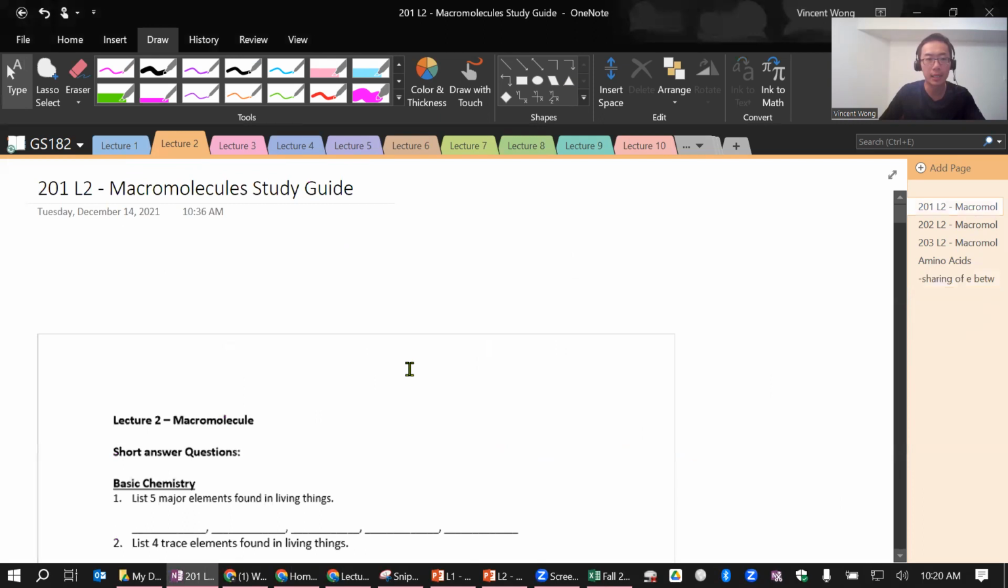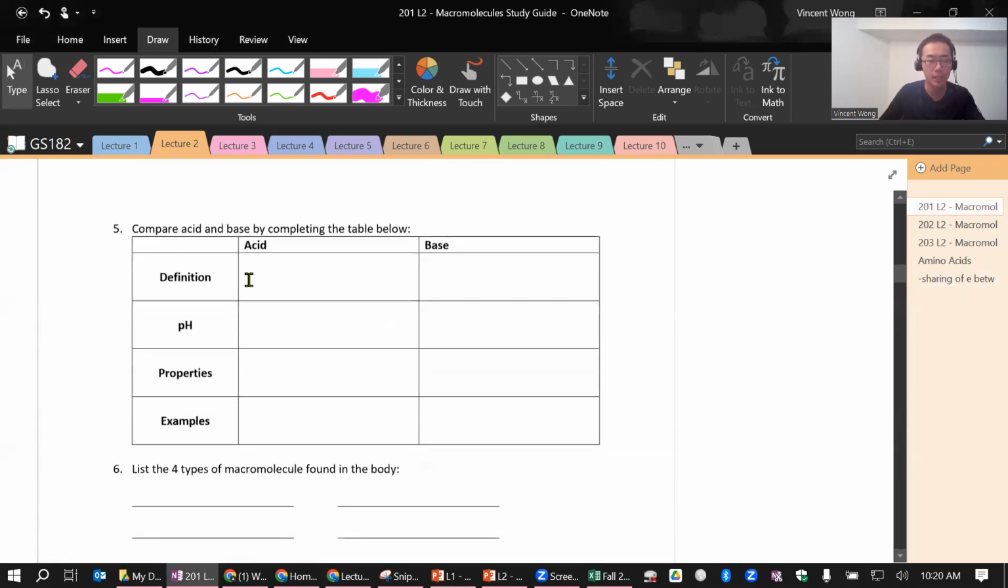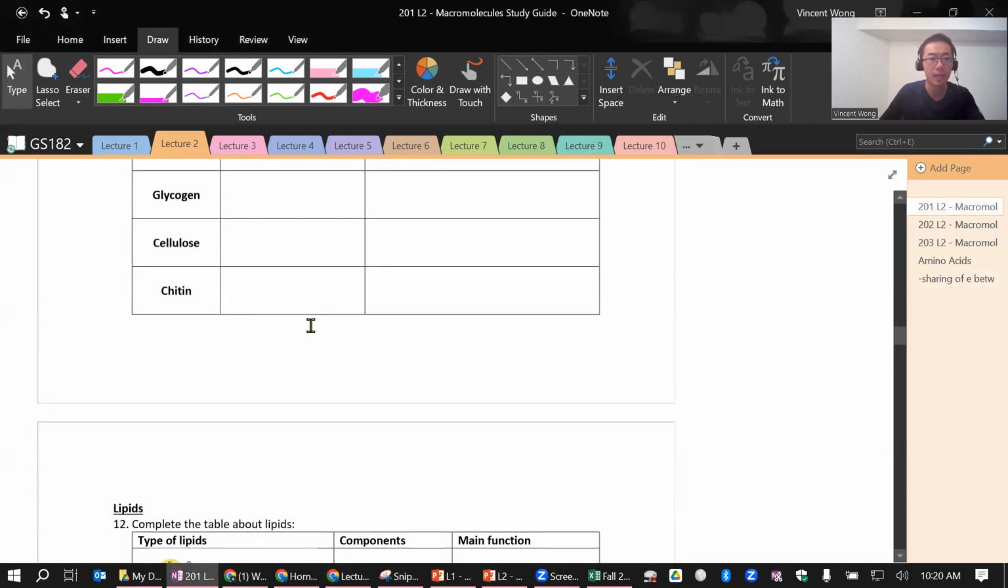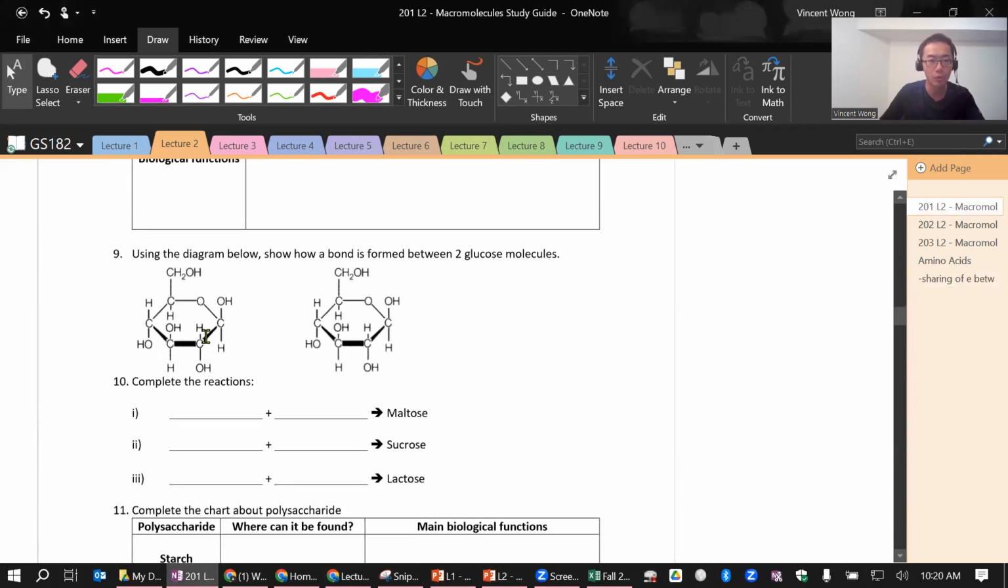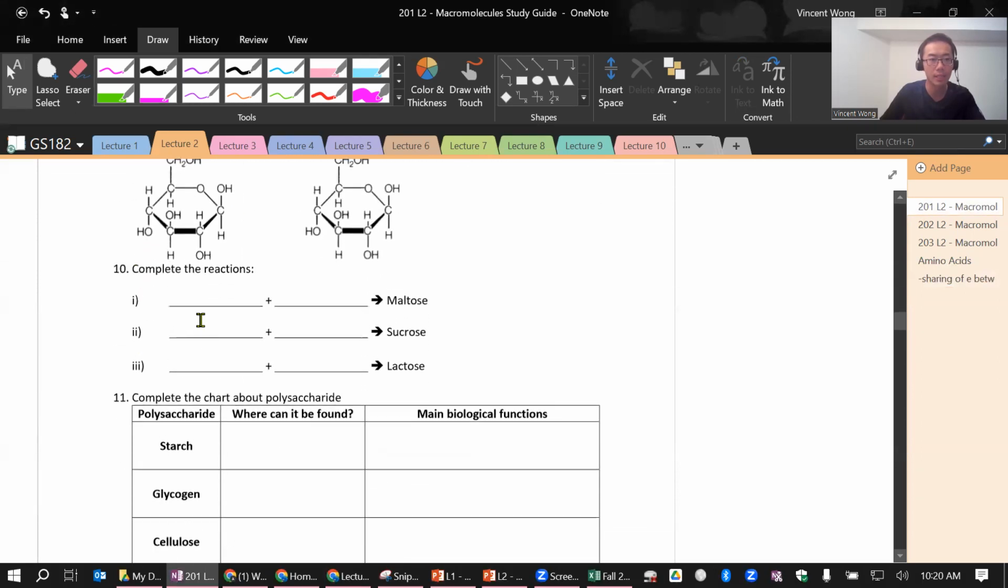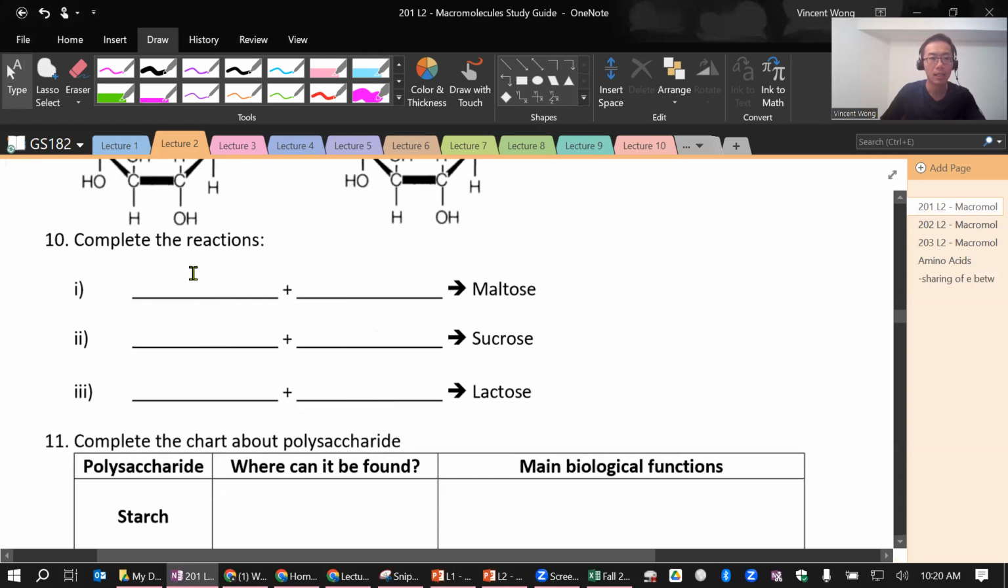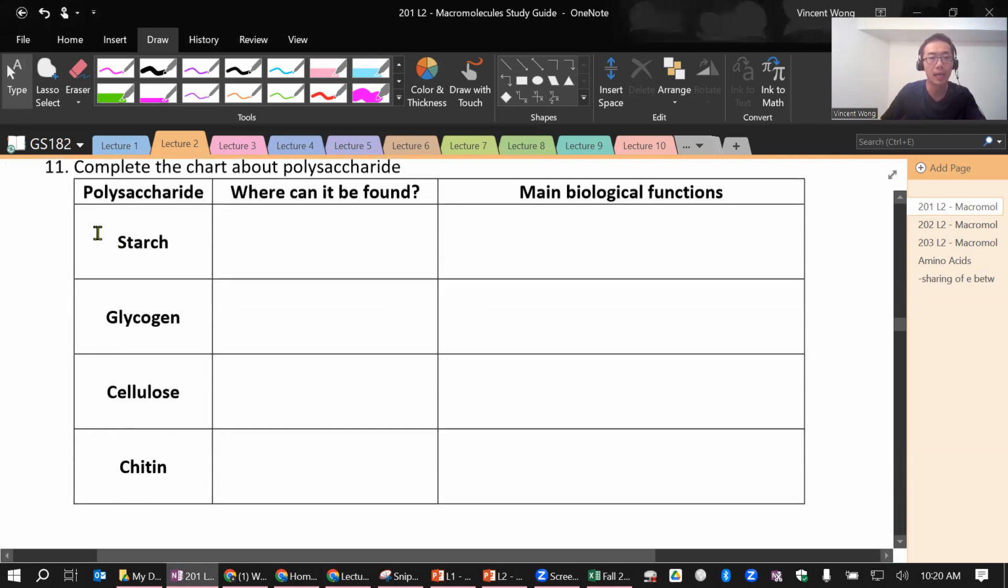Now, this is the study guide. You should do all these questions on your own. For example, complete the following reaction: something plus something is maltose. So you want to be able to fill that in. These are the four kinds of polysaccharides that we talked about, so you want to fill it in as well. Where can we find starch, for example?